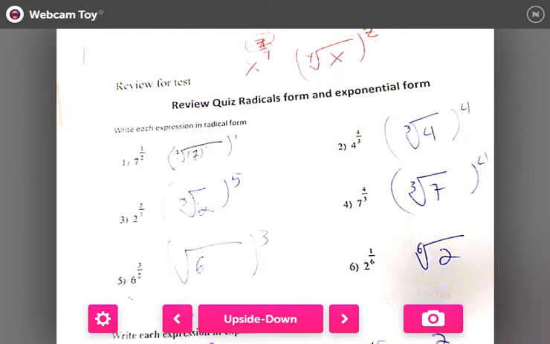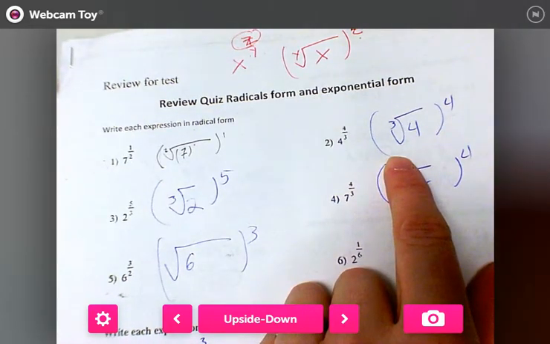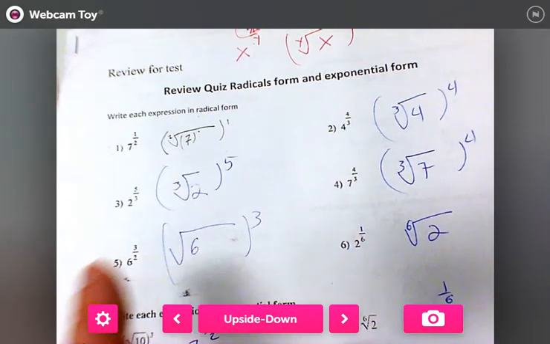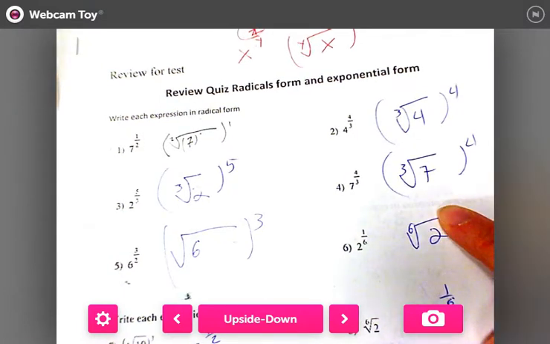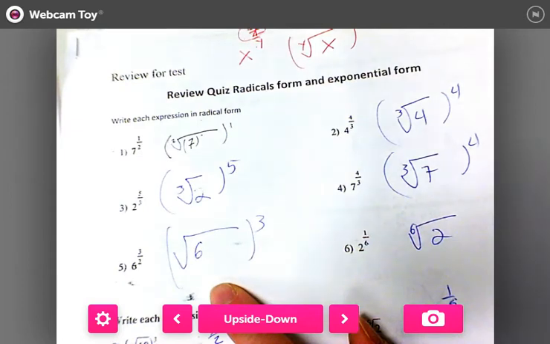So now I'm just going to read these off and then I'll go over which ones you want on this first page before we move on. Number 2 is the third root of 4 to the 4th. 3 is the third root of 2 to the 5th. 4 is the third root of 7 to the 4th. Number 5 is the square root of 6 to the 3rd.